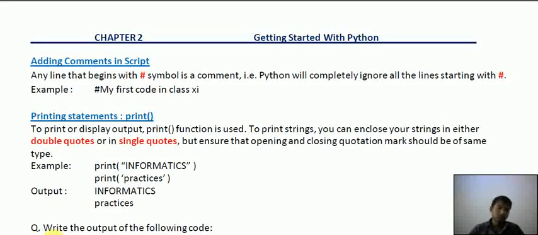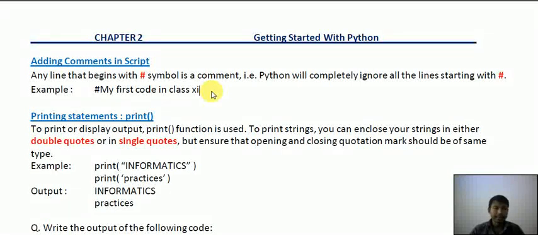Any line that begins with the hash symbol is a comment. Python will completely ignore all the lines starting with the hash. We can start the hash anywhere, and after the hash, everything will be skipped. For example, hash, my first code in class 11. This line will be skipped by the compiler.